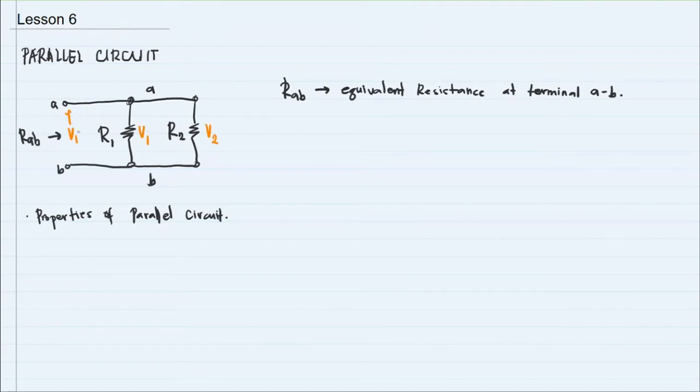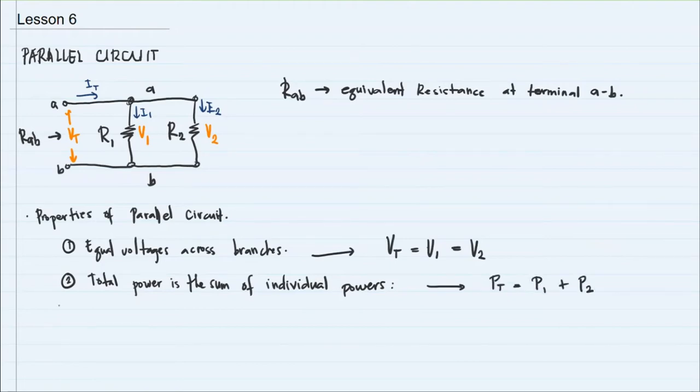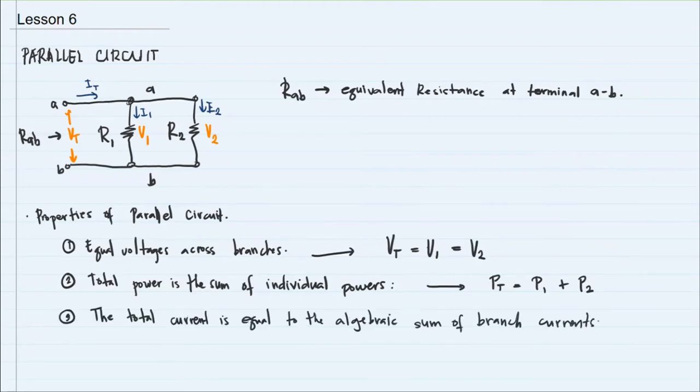Of course, we'll be needing V1, V2, I1, I2, I total, and V total. For a parallel circuit, the voltages should be equal across the branches. In other words, V1 is equal to V2 is equal to V total. The second property is that the total power is the sum of the individual powers, meaning P total is equal to P1 plus P2. And finally, the total current is equal to the algebraic sum of the branch currents.